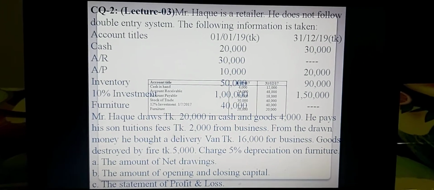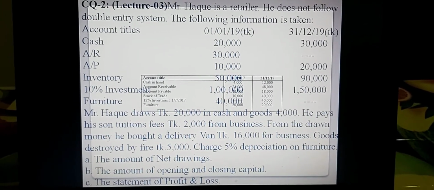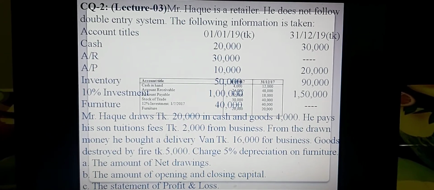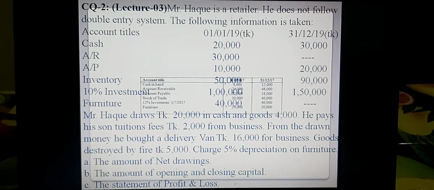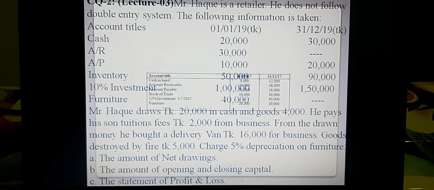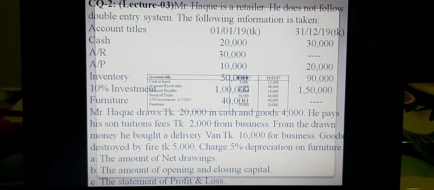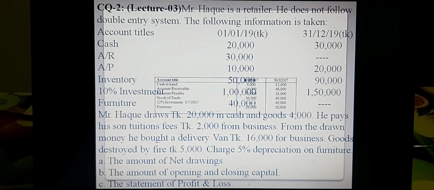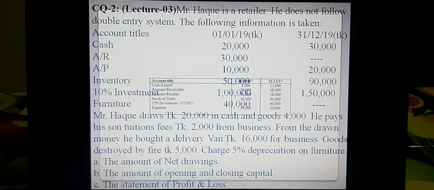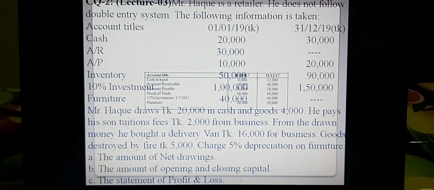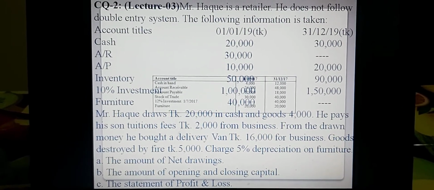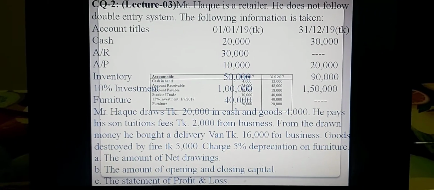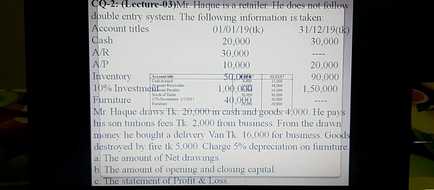Okay, from this information you have to complete three requirements. Number one, the amount of net drawings. Requirement B, the amount of opening and closing capital. Requirement C, the statement of profit and loss. Dear boys and girls, I think you have written creative question number 2 in your accounting practice copy. Now we can go for solving this question. At first, requirement A, the net amount of drawings.